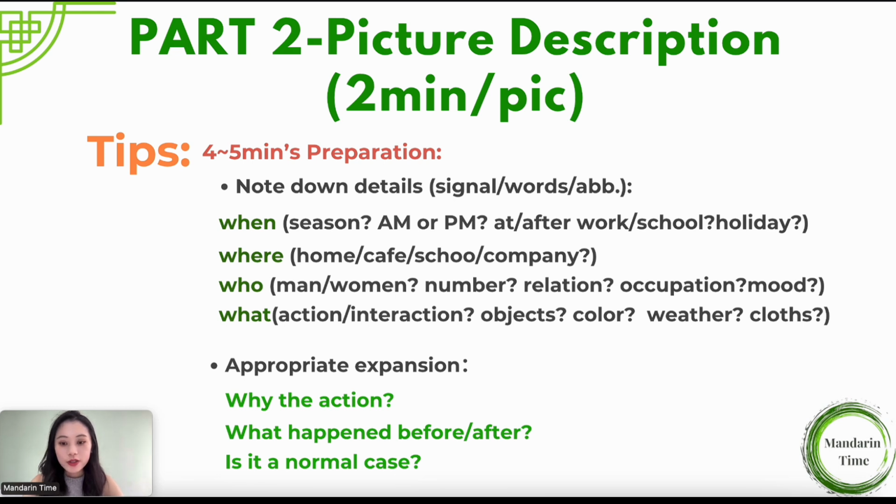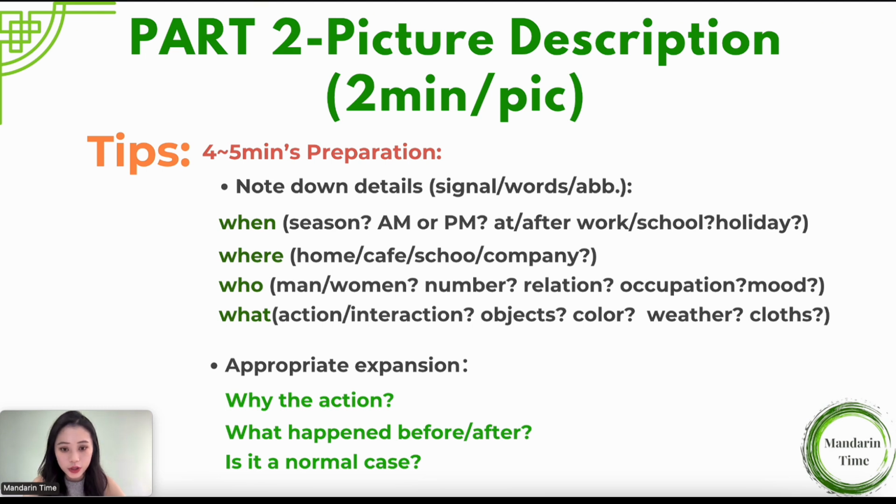For where, we need to note down the place. Does it take place at home, in a cafe, at school, or in a company? And who is or are in the picture? Men or women? How many of them and what's their relation? Can we tell their jobs through their outfit or their mood through their face? And the last W is what. What are they doing? What are the objects in the picture and what are they wearing? Can we tell the weather?